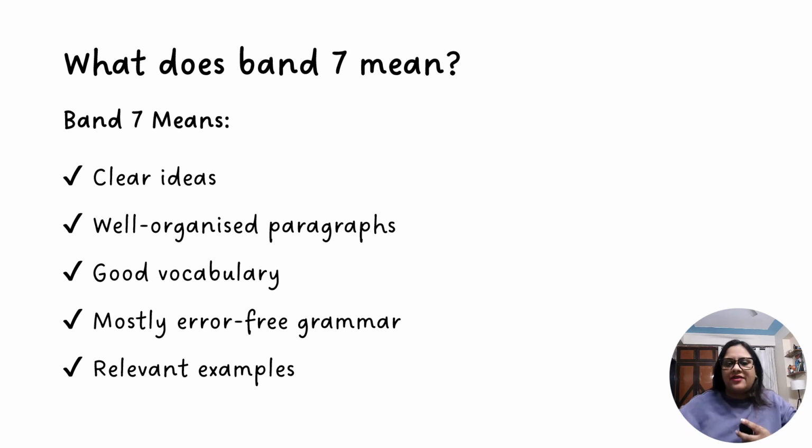So what does 7 band mean for you? Exactly, if you want to get 7 bands, you need to have clear ideas in your writing section. If they are asking you about something, whether you agree or do not agree with it, you need to have a clear idea about it and stick to it. Then well-organized paragraphs. Yes, you need to organize your paragraphs well.